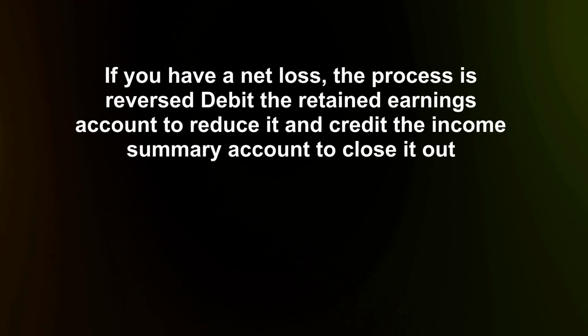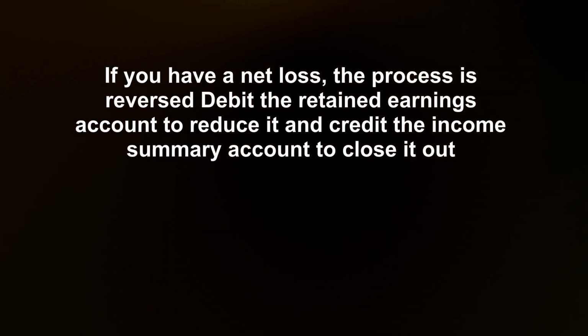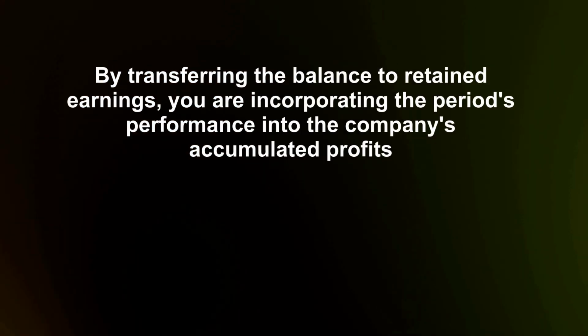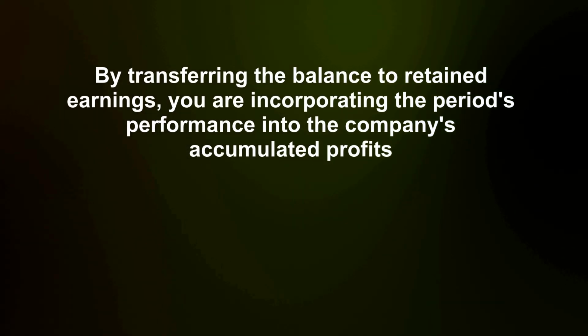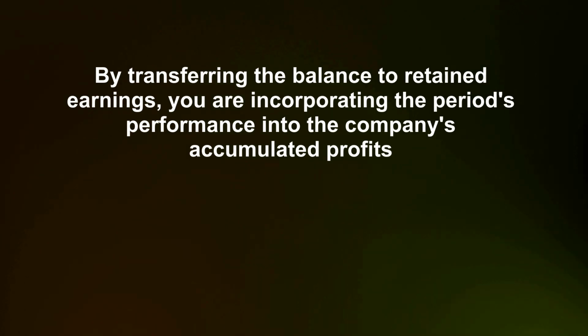If you have a net loss, the process is reversed. Debit the retained earnings account to reduce it and credit the income summary account to close it out. By transferring the balance to retained earnings, you are incorporating the period's performance into the company's accumulated profits.